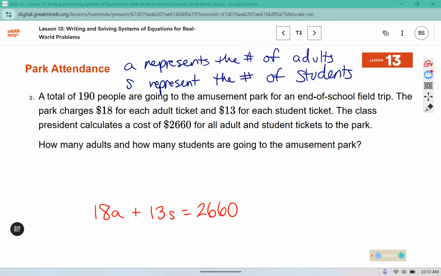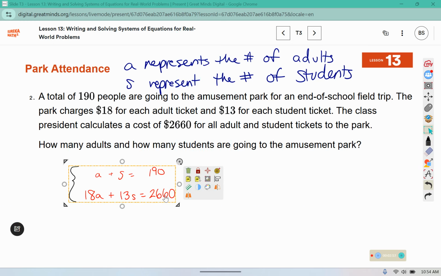So to determine how many adults and how many students went to the amusement park, we would need more information. In problem 2, it provides us with some additional information. It says a total of 190 people are going to the amusement park for the end of school field trip. They charge $18 for adults, $13 for students, and they calculate a total cost of $2,660. So now we can write the adult tickets plus the students is 190. So now we have a system of equations that we can use to solve it.